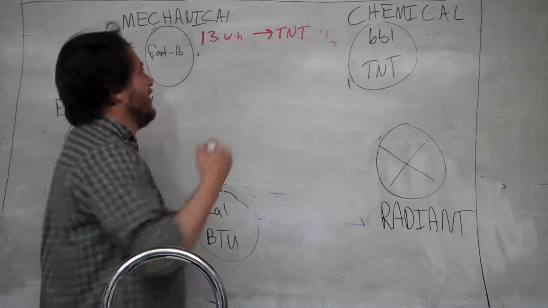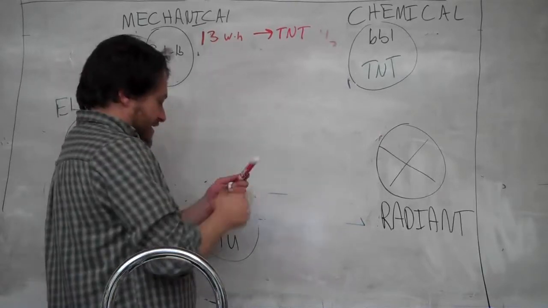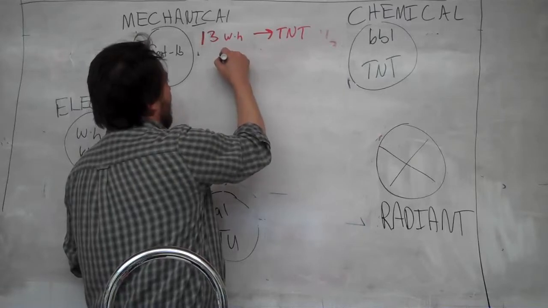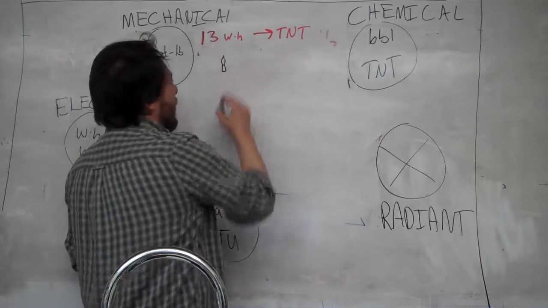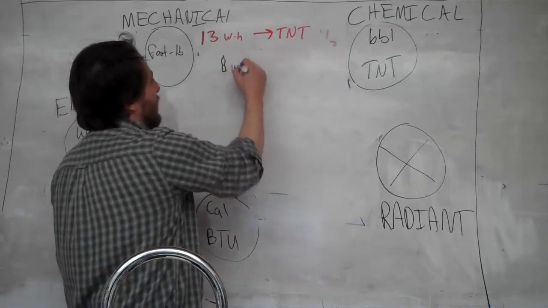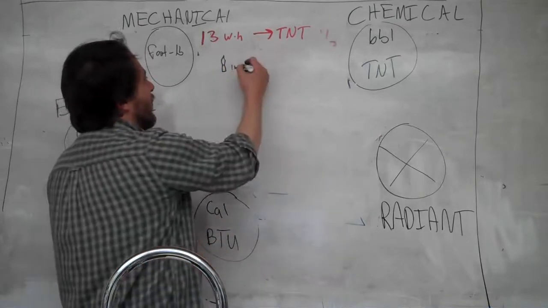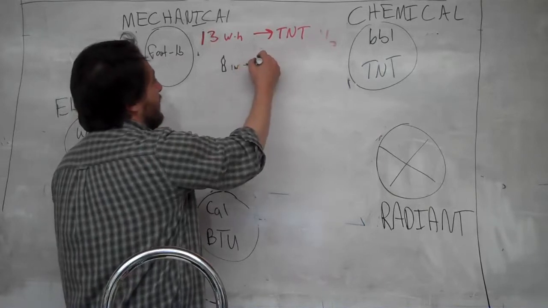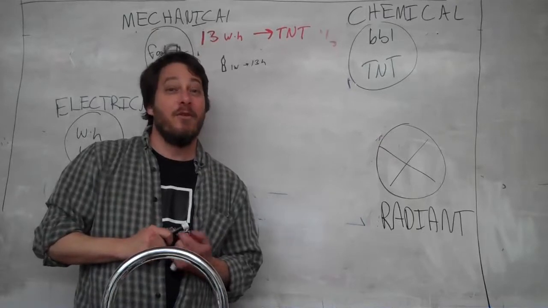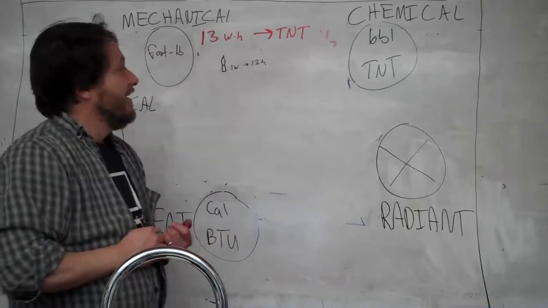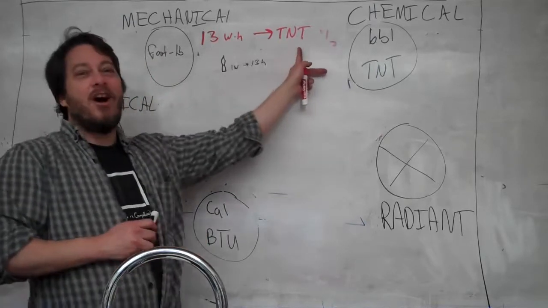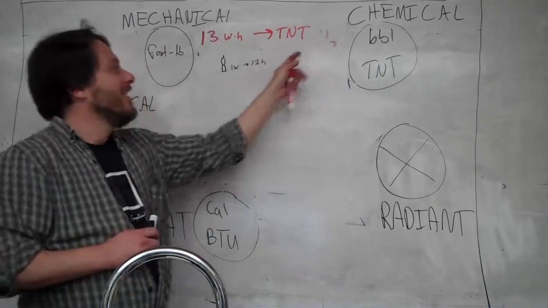13 watt hours is enough to light one Christmas tree bulb. Okay. A 1 watt bulb, a Christmas tree bulb, for 13 hours. So that's like 1/1000th of your Christmas tree for half of a day. Is that a lot of electricity? No, it's not. And we're going to see how many tons of TNT that's equal to.